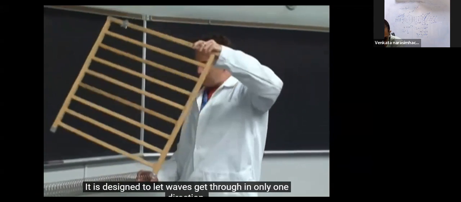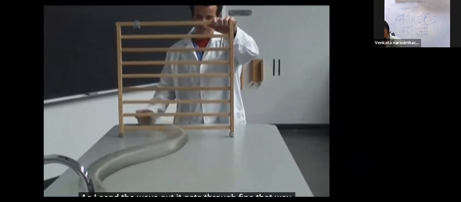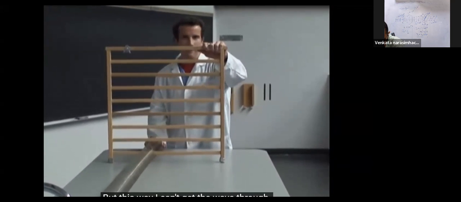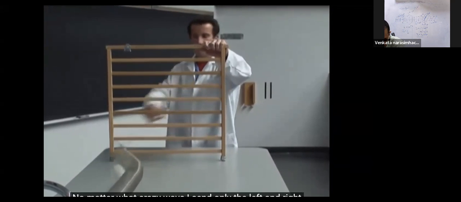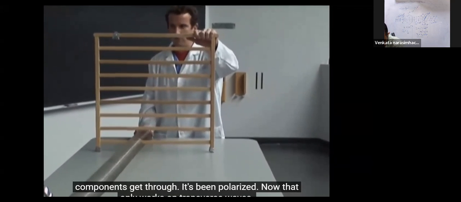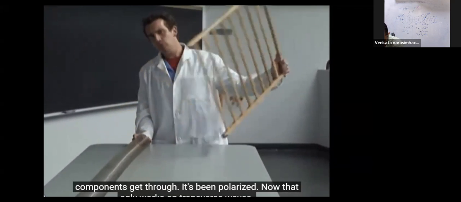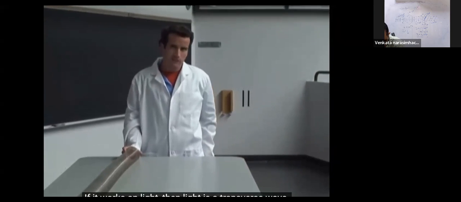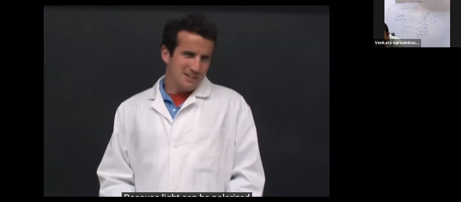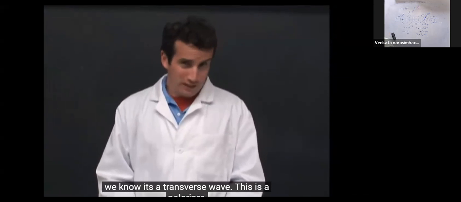How could we test this? This device is called a polarizer. It's designed to let waves get through in only one direction. As I send the wave out, it gets through fine that way, but this way, I can't get the wave through. No matter what crazy wave I send, only the left and right components get through. It's been polarized. Now that only works on transverse waves. If it works on light, then light is a transverse wave. Because light can be polarized, we know it's a transverse wave.